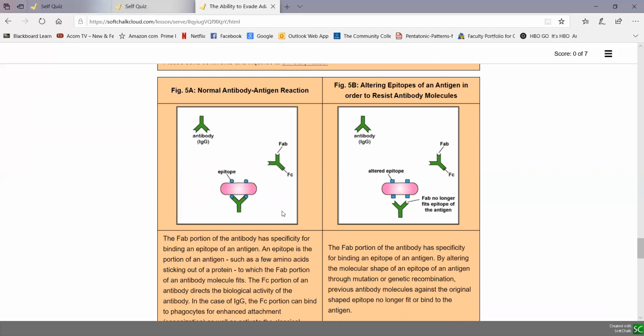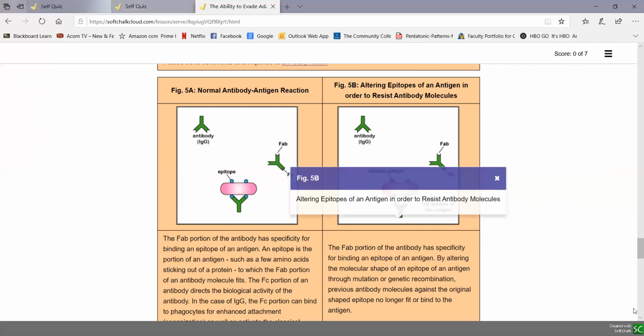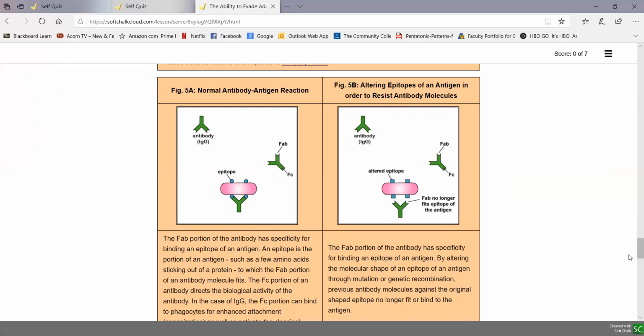Again, we eventually make antibodies that fit a particular epitope like an adhesin on the surface of the bacterium, but by making an altered epitope, a different order of amino acids with a different shape, the previous antibodies that fit that epitope don't fit the new shape. And now we have to recognize the new shape, make new antibodies that fit that. And by having multiple alleles to make different epitopes, this enables the bacteria to stay a step ahead of our immune defenses.